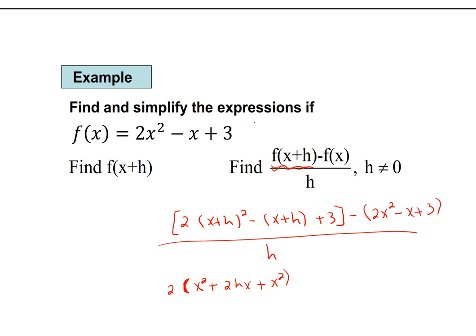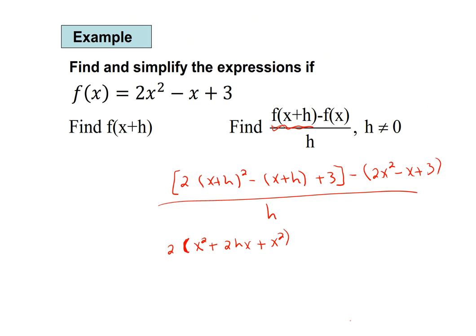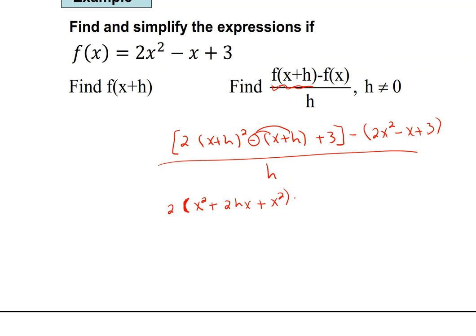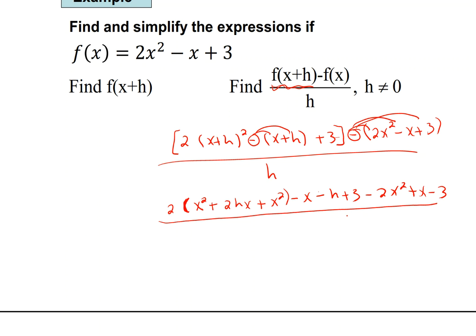Then next, I have to distribute the minus to the x plus h. So minus x, minus h, and then plus 3. Right here, I need to distribute this minus to each one of those terms. So minus 2x squared, minus minus makes plus x, and then minus 3. All divided by h.